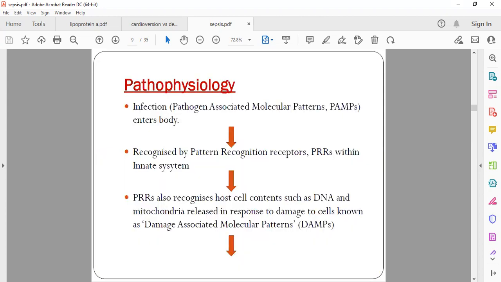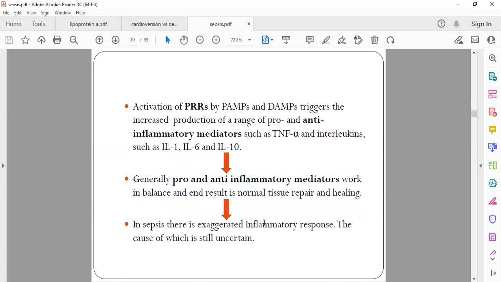Pathophysiology-wise of sepsis, as we are told, infection enters the body, which is called pathogen associated molecular patterns. Whenever infection enters, our body detects it by some receptors on the innate system, called pattern recognition receptors. These receptors not only recognize infection, they also recognize host cells, and thus there is damage to normal cells as well, which is called damage associated molecular patterns. So whenever there is damage, it occurs.